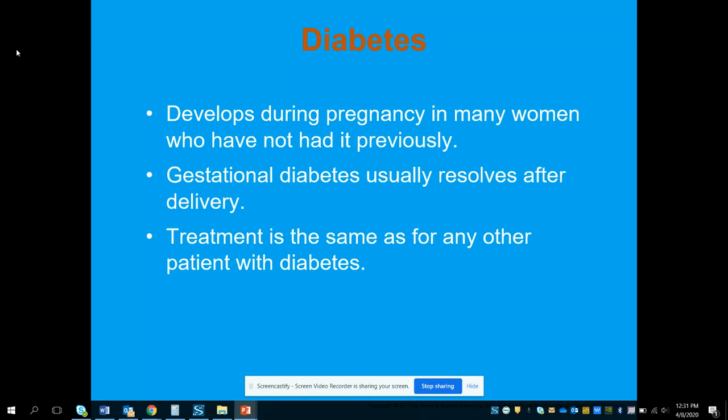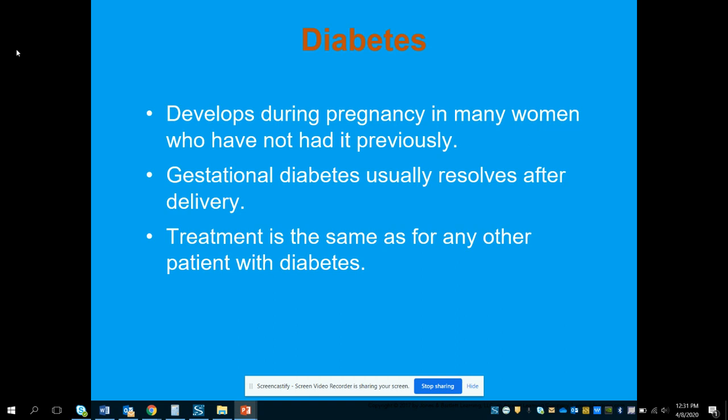So looking at diabetes, if it develops during pregnancy, you've not previously had it, then that's termed gestational diabetes, and a lot of times it resolves after delivery. So it might be that you're having to take medications or even insulin, depending on the severity of it during the pregnancy, but it doesn't mean that you're going to have diabetes for the rest of your life. It just means that you had it and had issues with your insulin and glucose levels during the pregnancy.